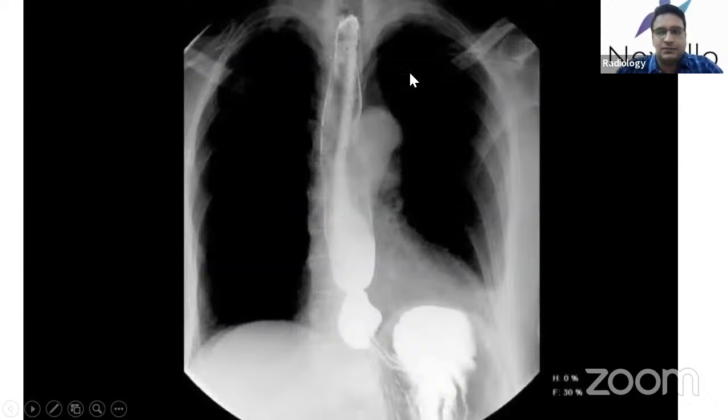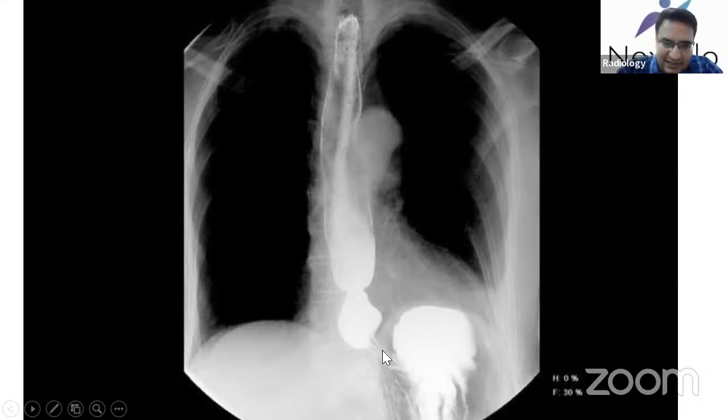Now, look at this. What are we looking at? We are looking at an X-ray of a patient with barium contrast ingested. What is this? This is the esophagus. Okay. Look at this part. What is happening out here? Can you see the gastroesophageal junction is not well visualized? The stomach is out here, but it seems like it has protruded or herniated upwards. So what is this? This is hiatus hernia.